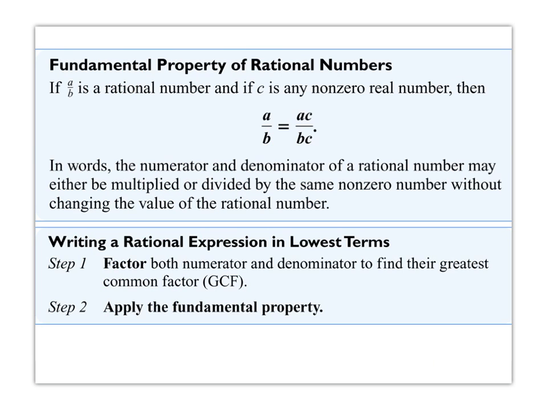The fundamental property of rational numbers: if a over b is a rational number and if c is any non-zero real number, then a over b is equivalent to a times c over b times c. When you're dealing with fractions, you can always find equivalent fractions by multiplying the numerator and the denominator.